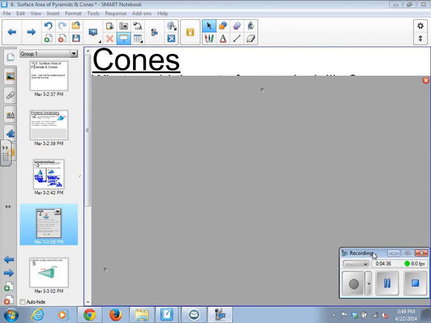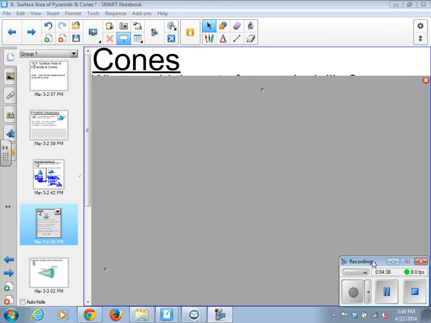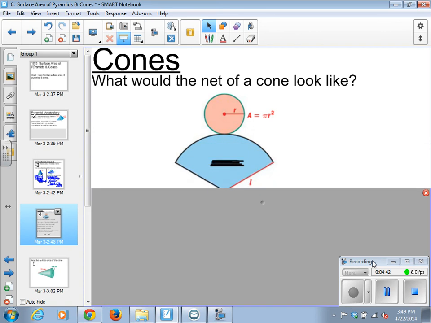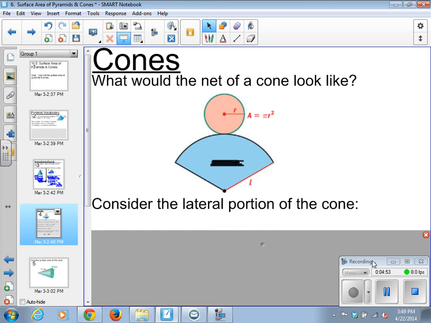Now we're on to cones. A little more involved here to find this formula. So we have a net of a cone, which is right here. After the circular base, we have our area equals pi r squared. We know that will be part of our formula. But now we'll consider the lateral part of our cone. Here's the lateral area, the lateral portion, I should say.